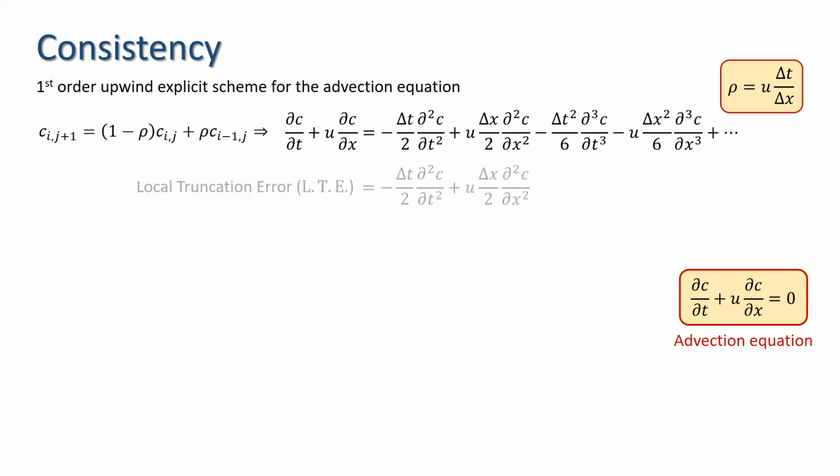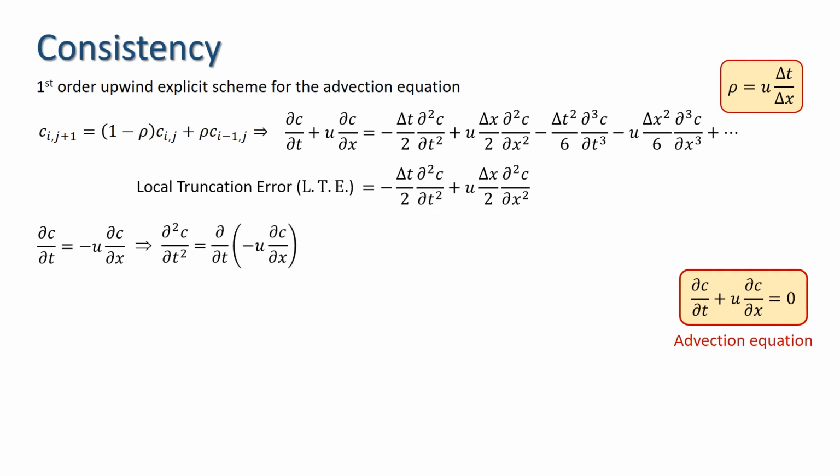Let's now examine the local truncation error more closely. We know from the advection equation that dc/dt equals minus u dc/dx. Differentiating with respect to time, we have d²c/dt² equals d/dt of minus u dc/dx. Now, minus u is a constant, so that can come outside of the differentiation.